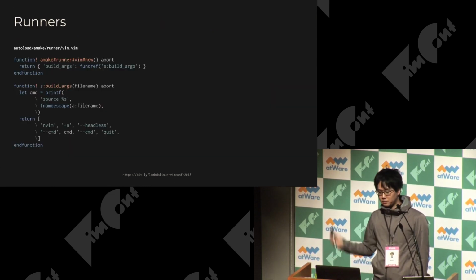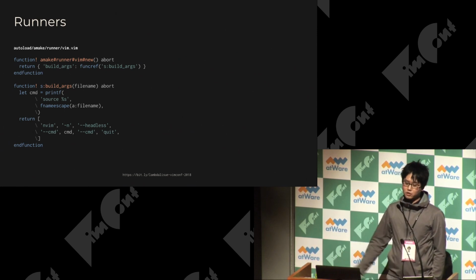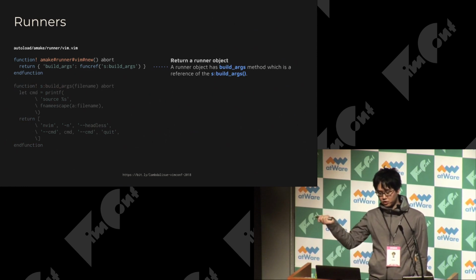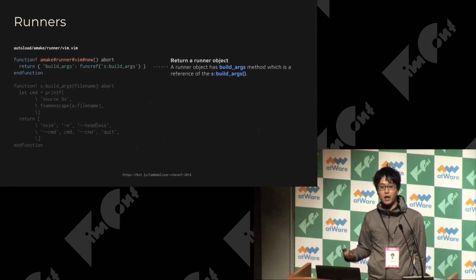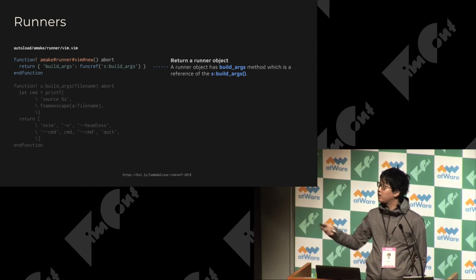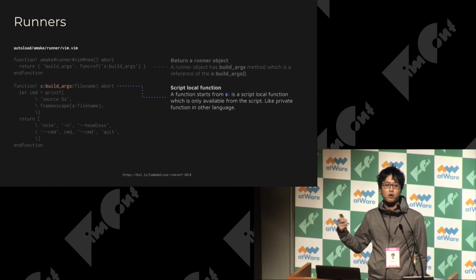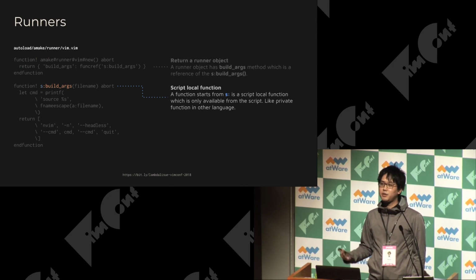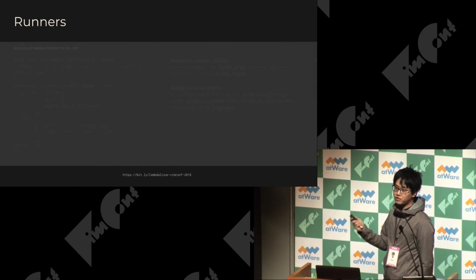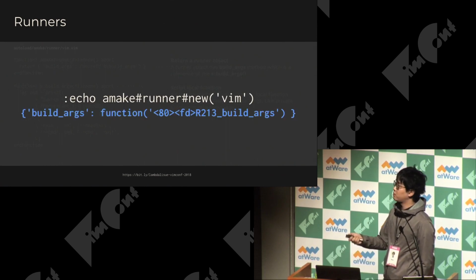So let's make a runner. Open the autoload make runner vim.vim and write this content. This is quite simple. This function just returns an object with a build args method. And this build args method refers to the s:build_args function. And this s: colon means it is script local. It is a kind of private function in other languages. So let's try it. Restart your Vim and execute the same command. And this time, you get the runner instance.